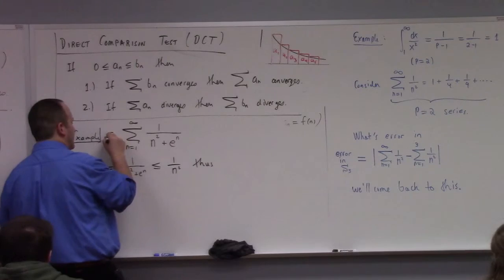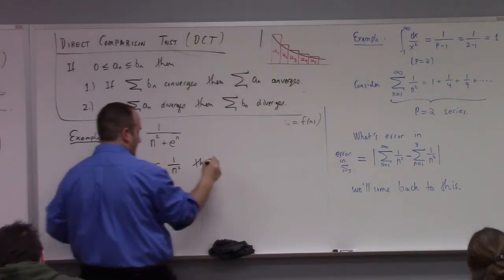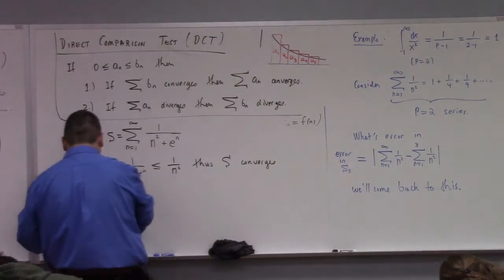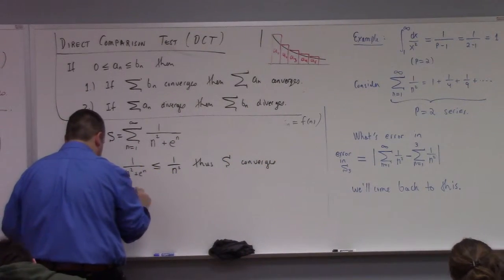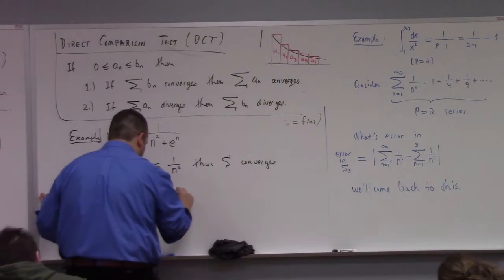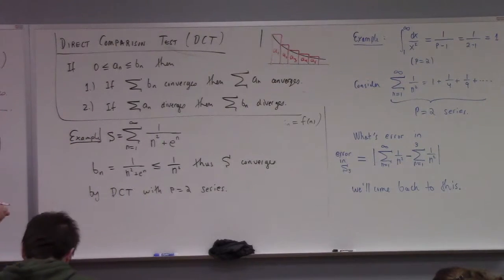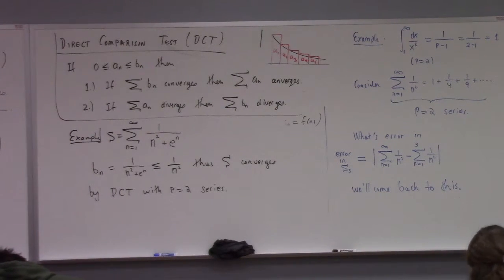I start to give these things a name. I'm going to call the original series S. Thus, S converges by direct comparison test with the p equals 2 series. It's clear that we're looking at a series with positive terms, right? e to the n is positive, n squared is positive.